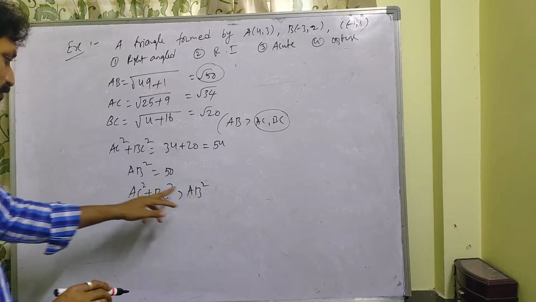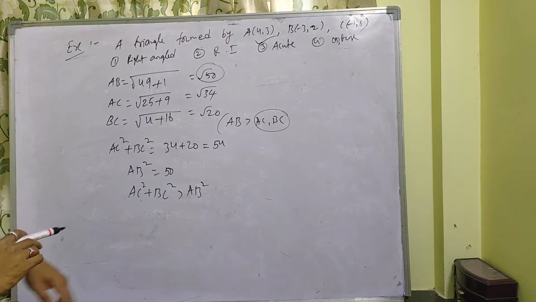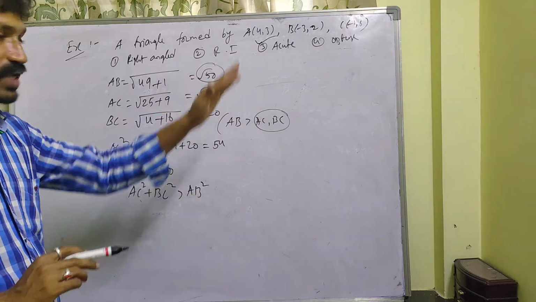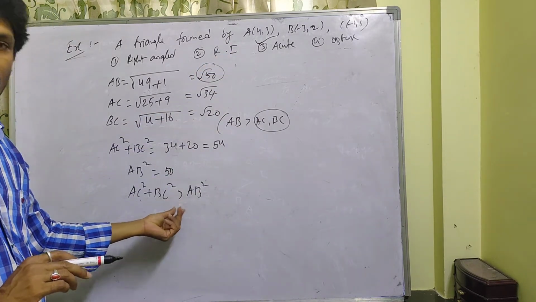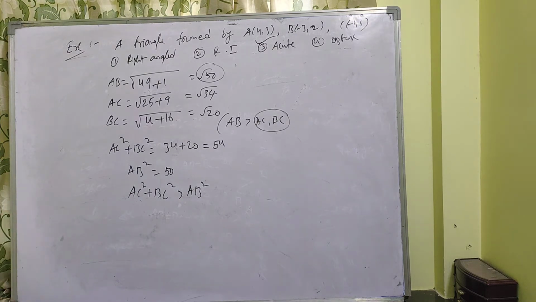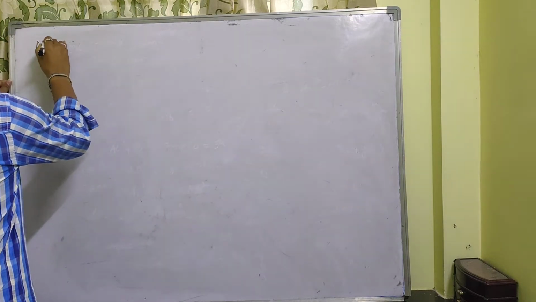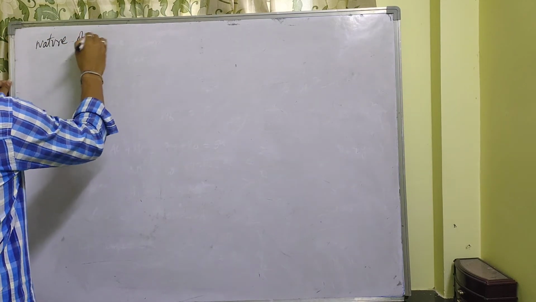AC square plus BC square is greater than AB square means it is an acute angle triangle. If you get less than, it is an obtuse angle triangle. If you get equal, it is a right angle triangle. Okay, clear? So next concept. The next concept is the nature of quadrilaterals.